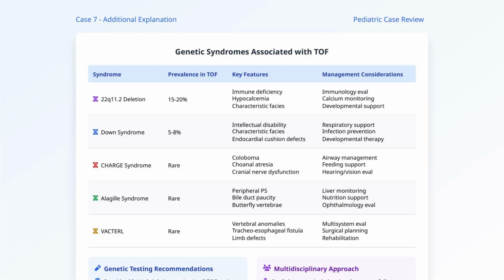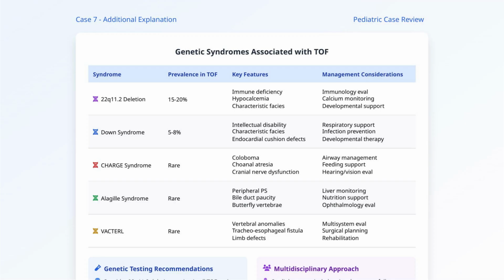This table compares different genetic syndromes associated with Tetralogy of Fallot. 22q11.2 deletion syndrome accounts for 15 to 20% of TOF cases and features immune deficiency, hypocalcemia, and characteristic facial features, including hypertelorism, micrognathia, and low-set ears. Down syndrome is associated with 5 to 8% of TOF cases and presents with intellectual disability, characteristic facial features, and often endocardial cushion defects in addition to TOF.